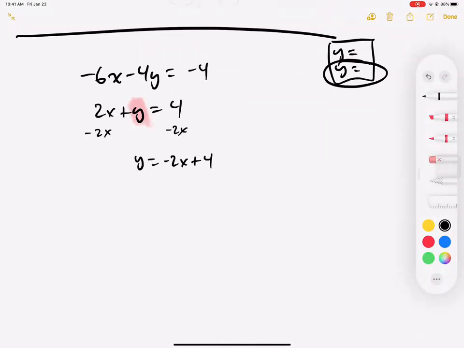But I would like to emphasize now, what is y in this problem equal to? Negative 2x plus 4. y is equal to negative 2x plus 4, because we're going to write this y here. This y is going to be substituted with negative 2x plus 4.